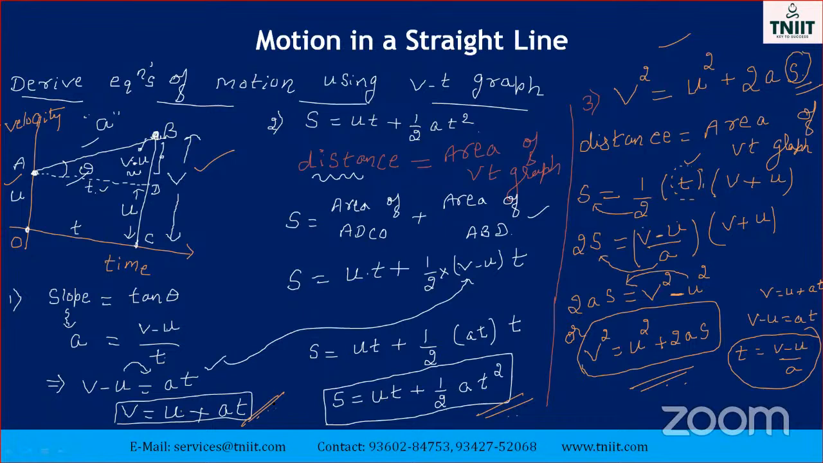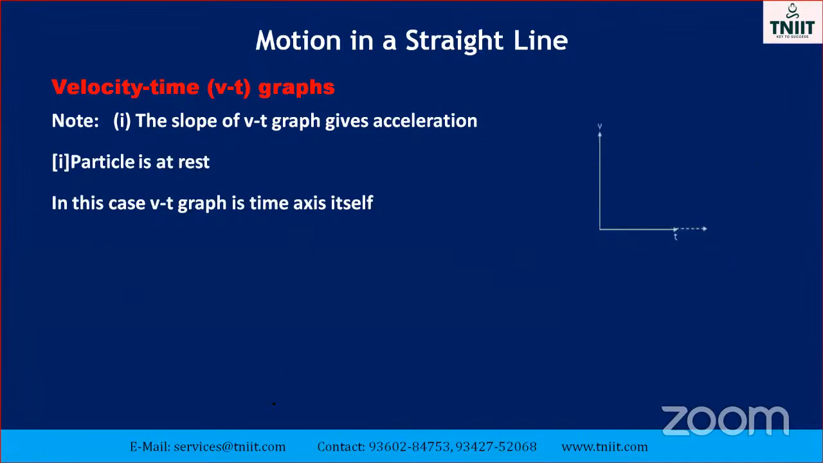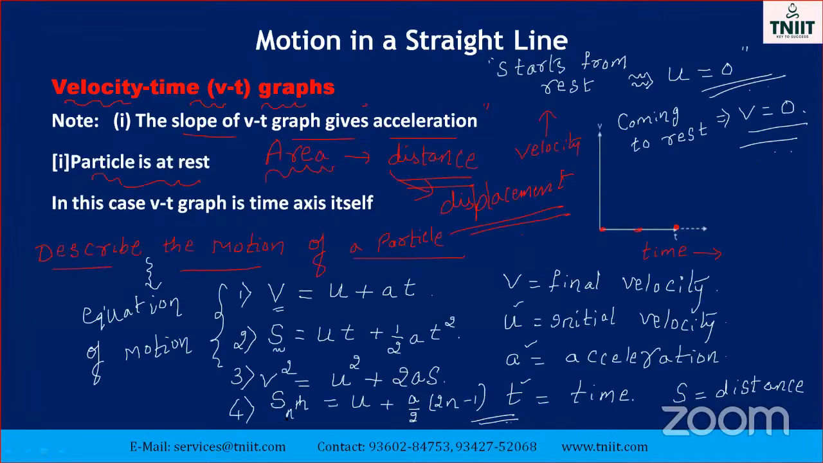In addition to this, you have to remember the fourth equation, which I gave in the last slide, I think. Yeah, this is the fourth equation. You have to remember this. This is the distance traveled in the nth second, that is, in the last second. That is given by S nth is equal to U plus A by 2 into 2n minus 1. So these are the equations of motion you have to remember, students.